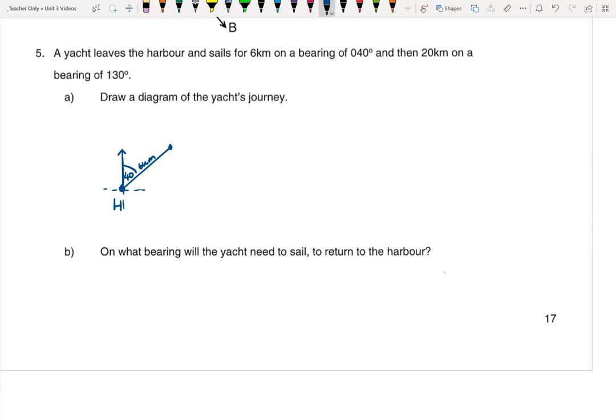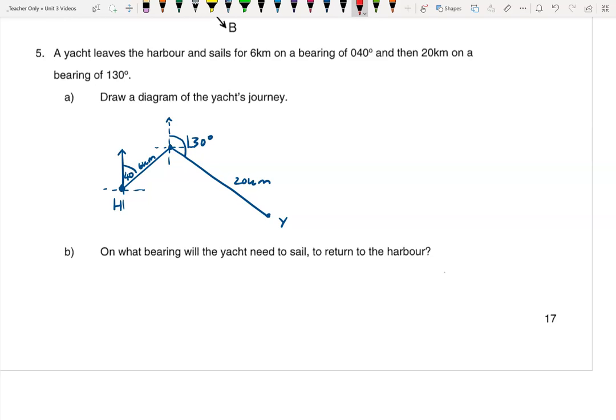Okay, it then changes its direction. So we need another compass point. And it's going to sail on a bearing of 130. So from north going clockwise, we're going to place that in. We get that to where the yacht now is, 20 kilometres later on a bearing of 130 degrees.